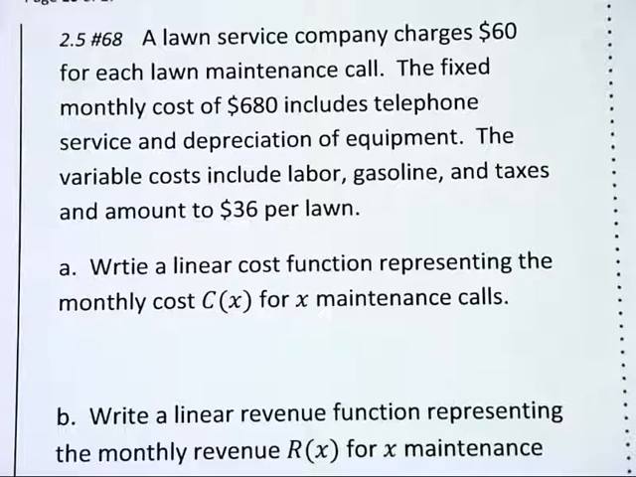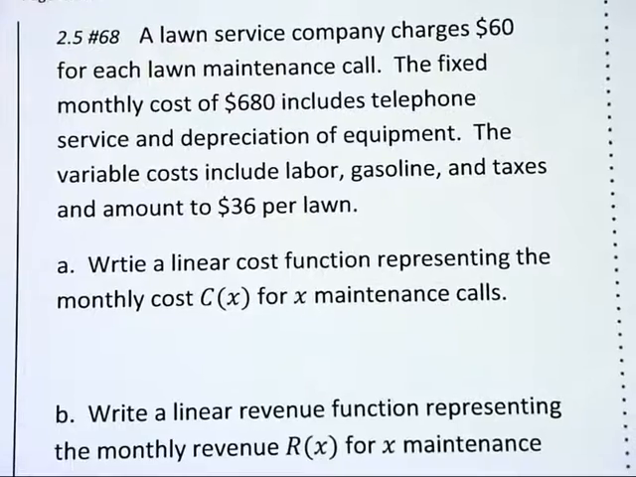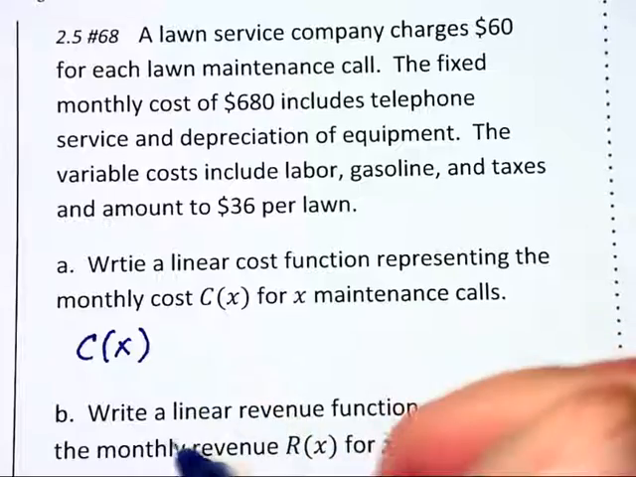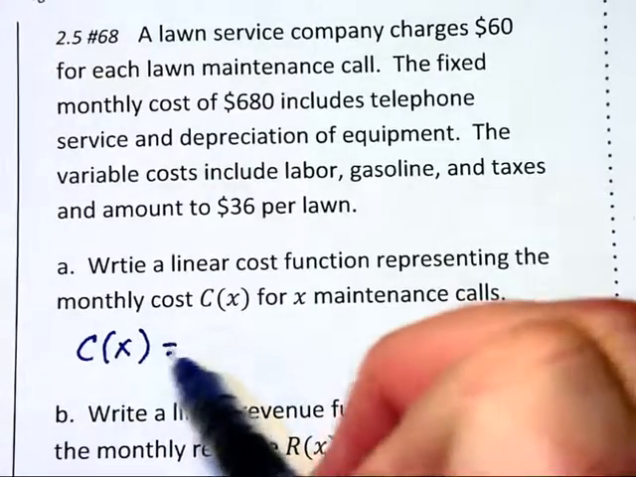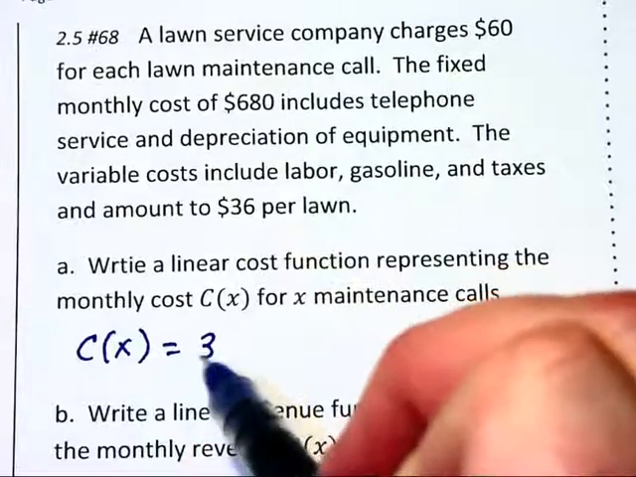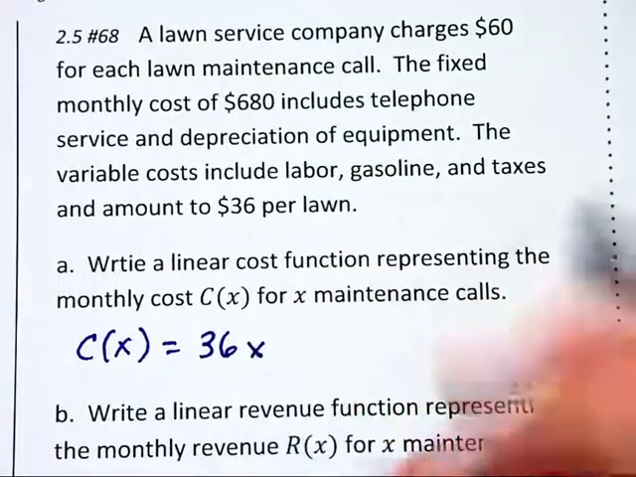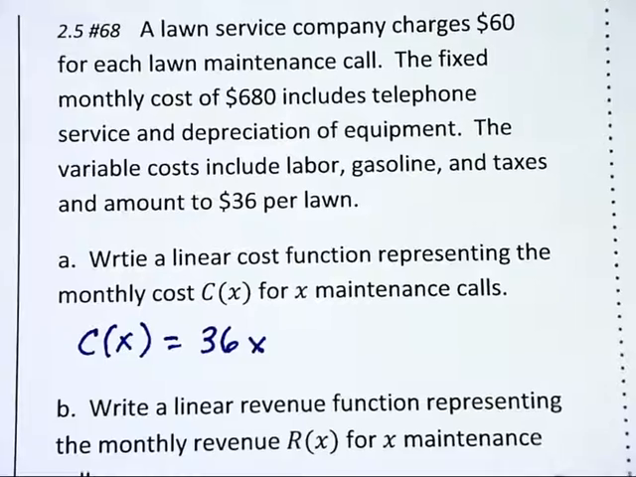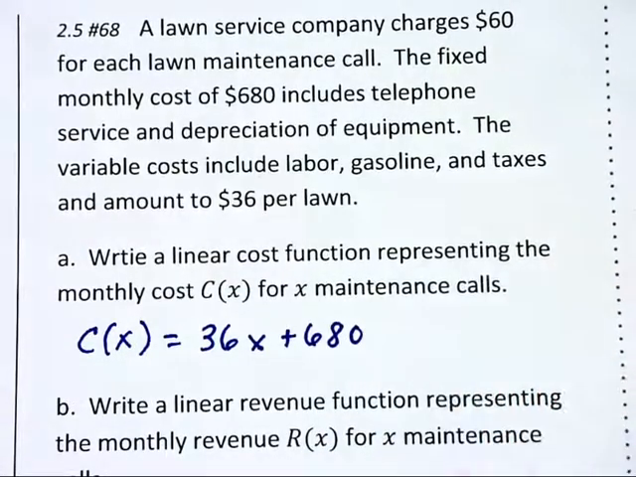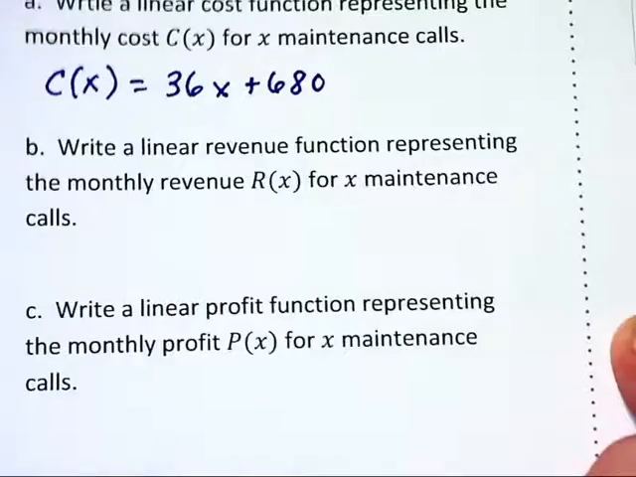So we want to write a cost function, and they've given us C of x for x maintenance calls. Well, the cost is $36 per lawn, so that's 36 times x, and then there's a fixed cost of plus $680. So there's our cost of running this business.